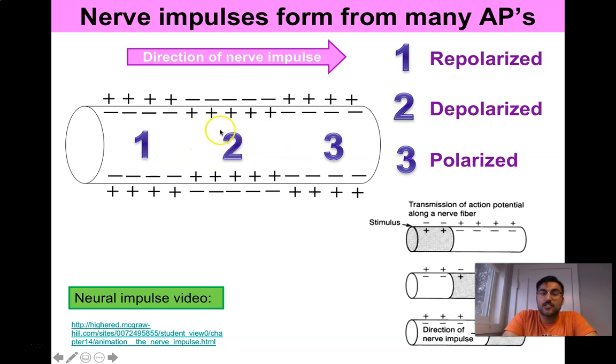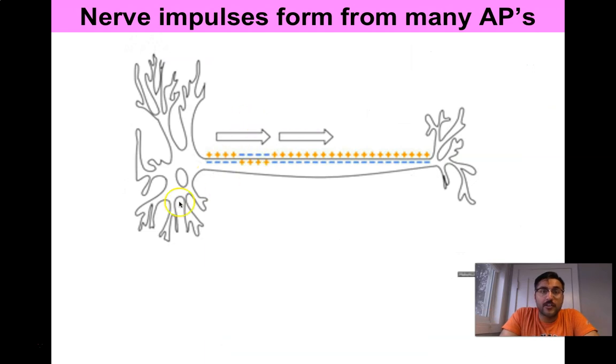And as it finishes up in one spot, so at position 1 here, the action potential has just gone through, so it is repolarized. Number 3 is still polarized because the action potential hasn't gotten there yet. And at number 2, we are currently depolarized because that's where the action potential currently is. In a second, point number 3 will become depolarized, so positive on the inside, negative on the outside, and position 2 will become repolarized, much the same as position 1 is, as it moves down the length of the axon. Here's another image for you.